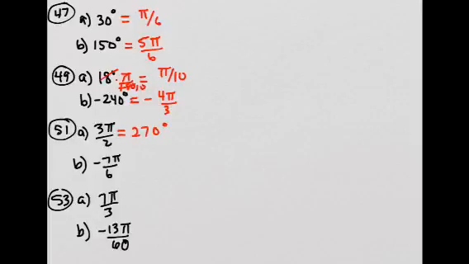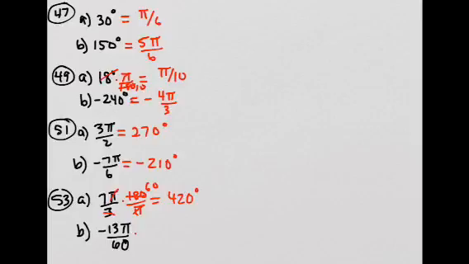7 pi over 6 is 210 with a negative, so it's negative 210. Again, no need for a calculator on this one. Now 7 pi over 3, it's not on the unit circle, but what you could do is just multiply by 180 over pi. Don't need a calculator either. So 3 goes into 180 60 times. So 60 times 7 is 420 degrees.